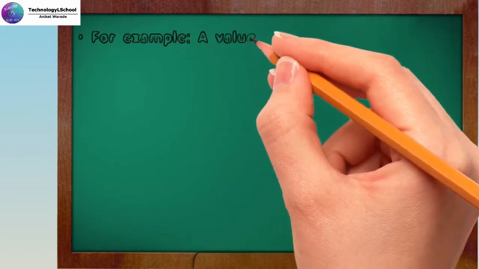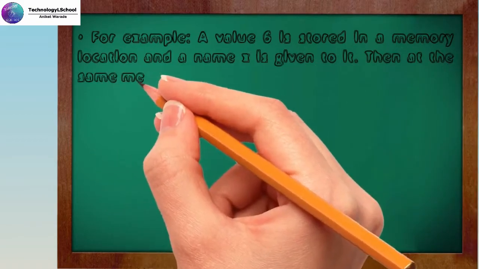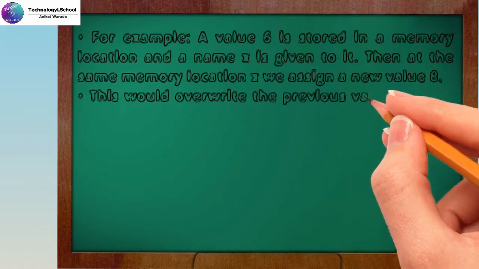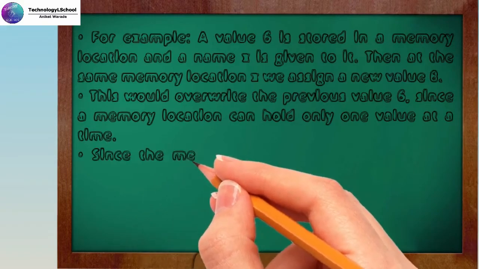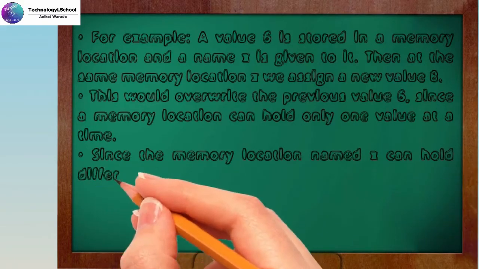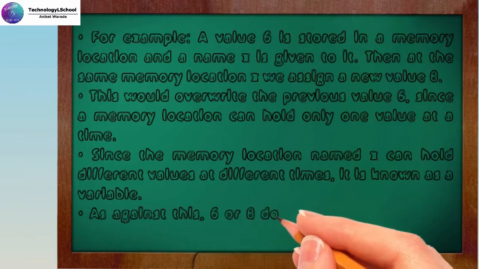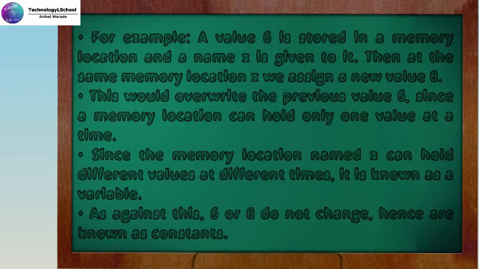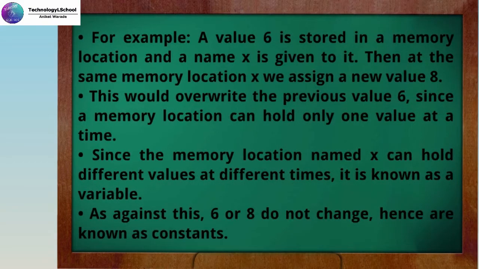For example, a value 6 is stored in a memory location and a name x is given to it. Then at the same memory location x, we assign a new value 8. This would overwrite the previous value 6 since a memory location can hold only one value at a time. Since the memory location named x can hold different values at different times, it is known as variable. As against this, 6 or 8 do not change, hence are known as constants.